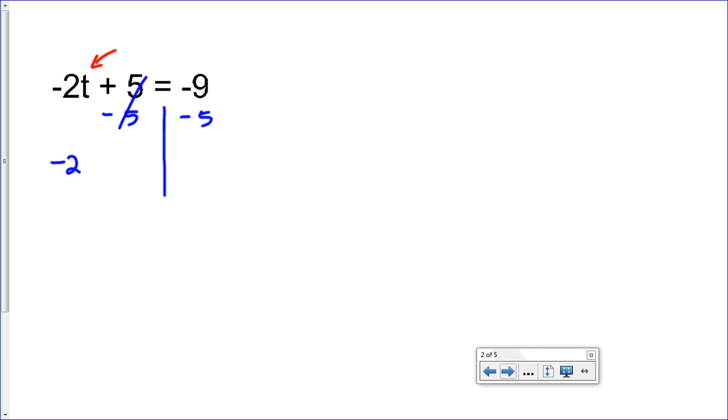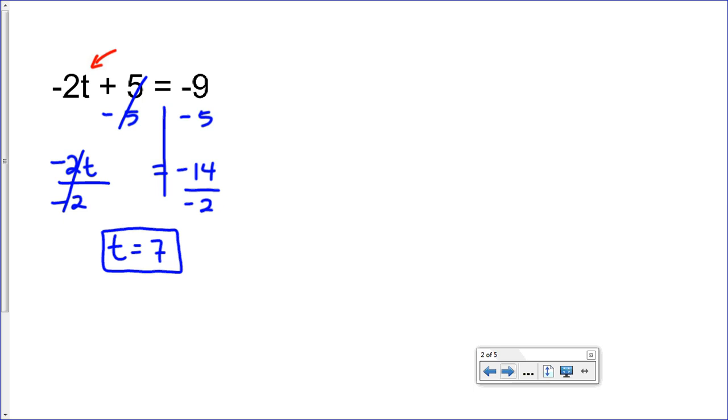Bring down what you have left, so negative 2t equals negative 9 minus 5 is negative 14. Now we divide by negative 2, and t equals 7.